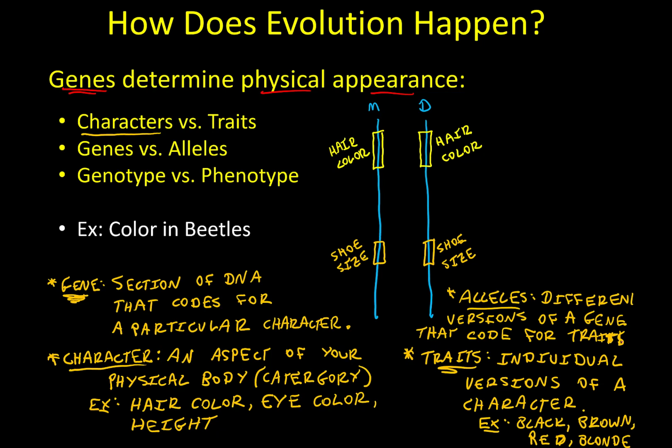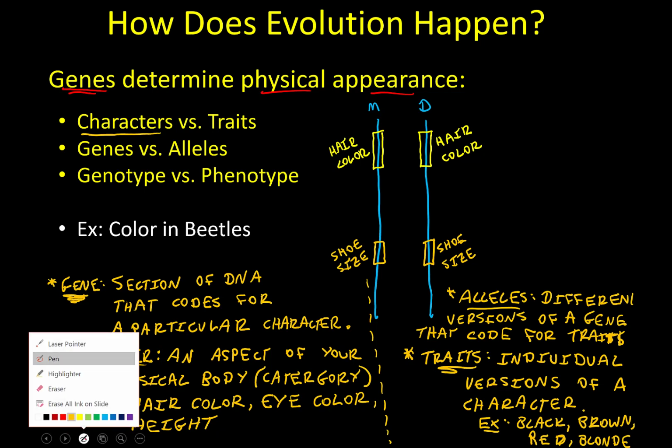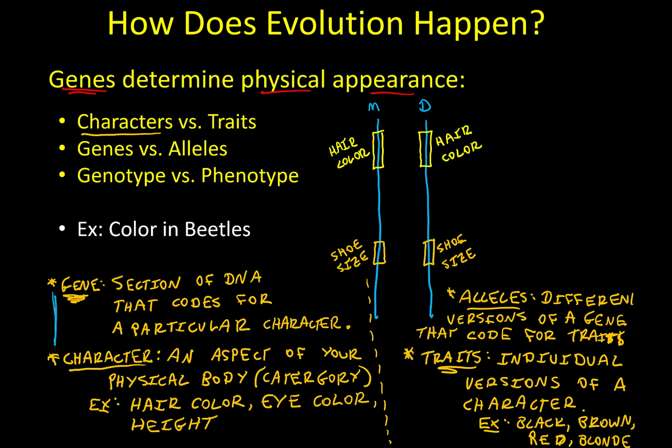Now, if you see how I've drawn this out, on one side of this dotted line, you've got genes and characters. These two concepts are linked. Genes are what code for characters. On the other side of the line, you've got alleles and traits. These two concepts are linked. Alleles are what code for traits.